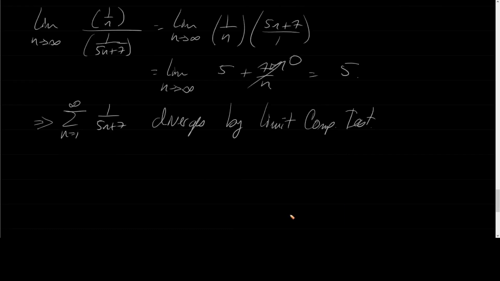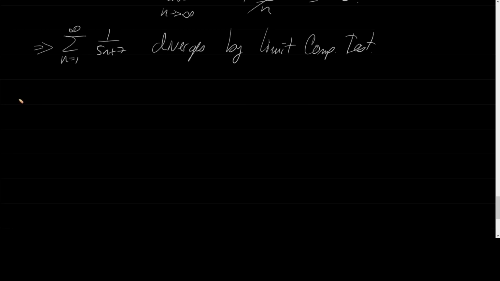Next one. G. Let's say that I had the series of 1 over 3n squared minus 4n plus 5.